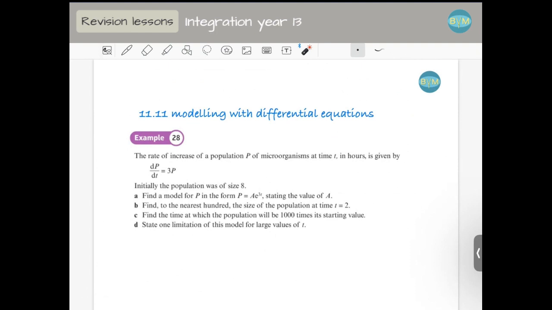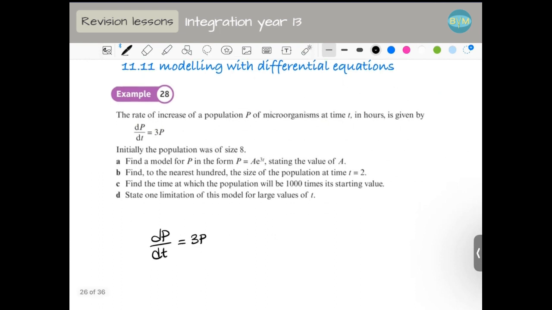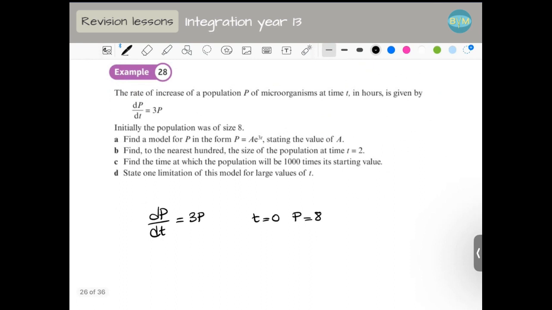Modeling questions. So many times you are going to have the rate of change of something, and then you are going to integrate that differential equation to have a connection between the variables, and then they are going to ask you questions about that. So for example, this one: the rate of increase of population of microorganisms at time t in hours is given by this differential equation. So I have dp by dt is 3p. Initially, the population was of size 8. So initially, when the time was 0, p was 8. And I'm going to use that to find the constant of integration. Find a model for p in this form.